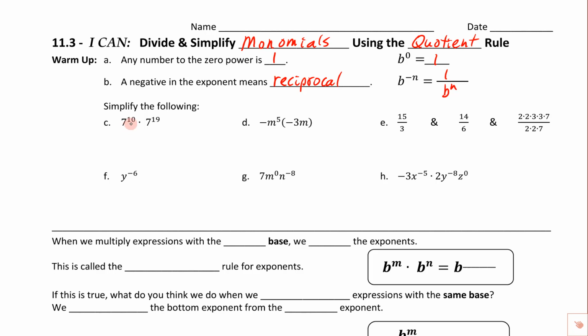So this is 7 to the 10th times 7 to the 19th. So we end up with 7 to the 29th. Should look familiar. Negative m to the 5th times negative 3m. Again, let's take care of the coefficients first. So that's going to be a 3. We've got 5 m's right here and one more right there. So that's to the 6th.